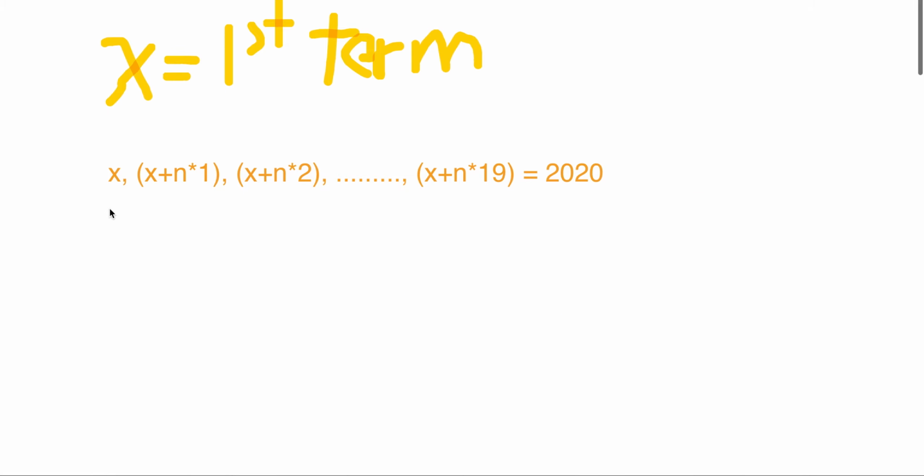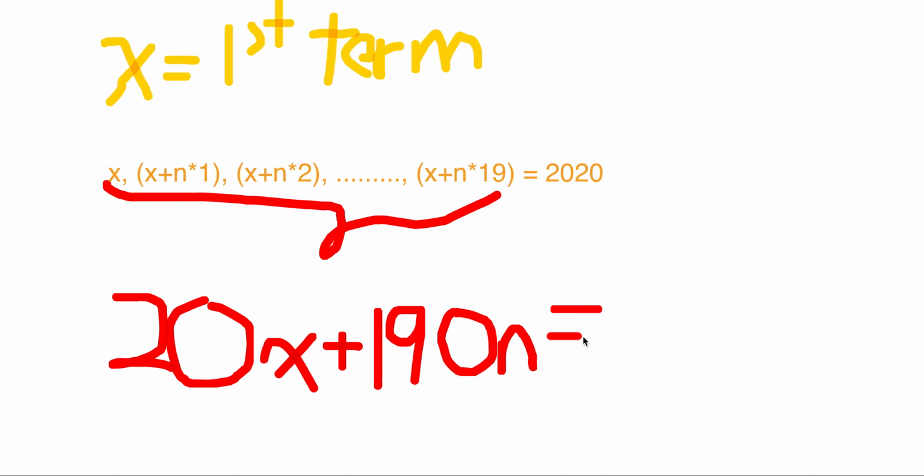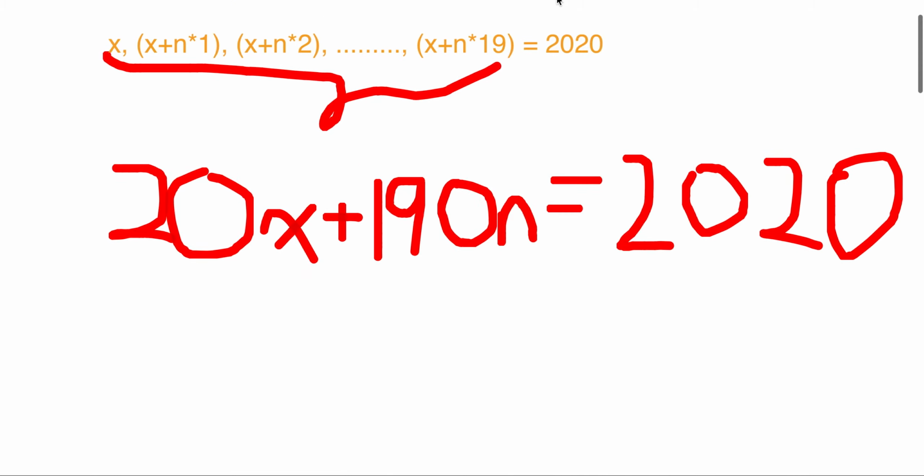Okay, so we're going to add all of this up. This side would equal 20x, then we also have to add the n terms, and if you do the calculations, you get 190n. All of that is equal to 2020. Now, we will continue. This we can simplify down to 2x plus 19n is equal to 202.